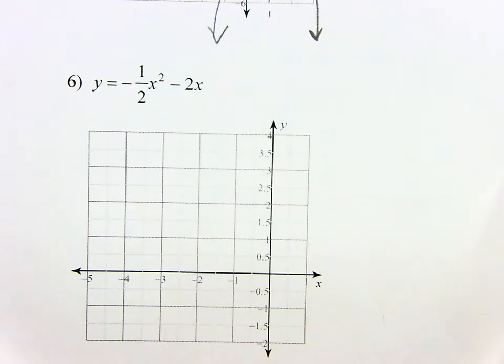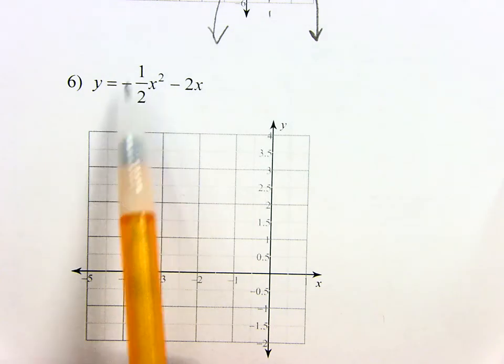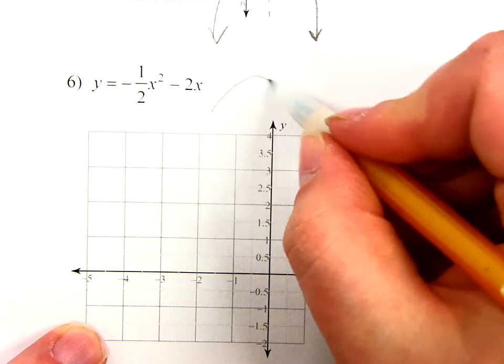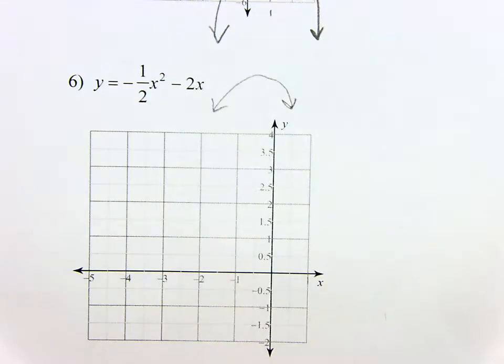Okay, before we graph this, tell me what you know about this graph. Because I have a negative 1/2 in front, what does that mean about what this graph looks like? It's upside down like a frown, and it's going to be wide, right? So this is going to be a wide upside down graph. That's what I'm expecting it to look like in the end, okay?